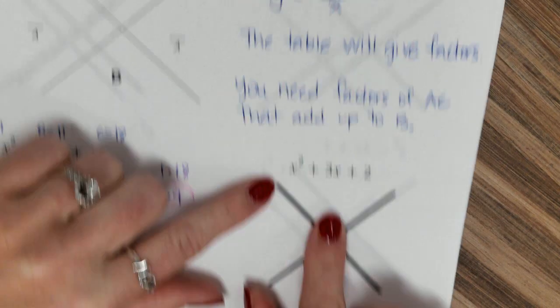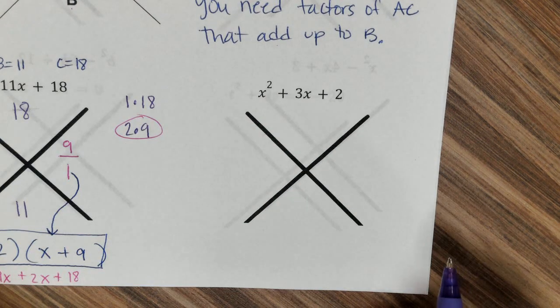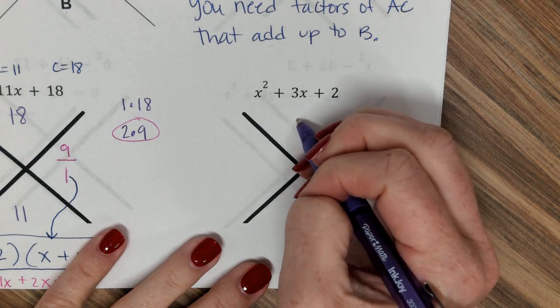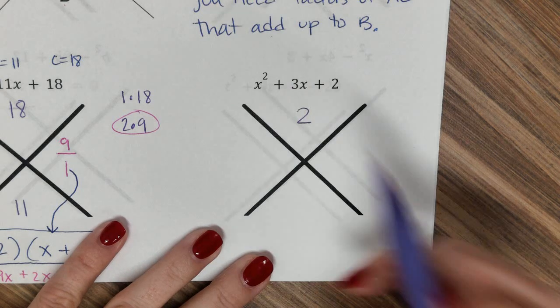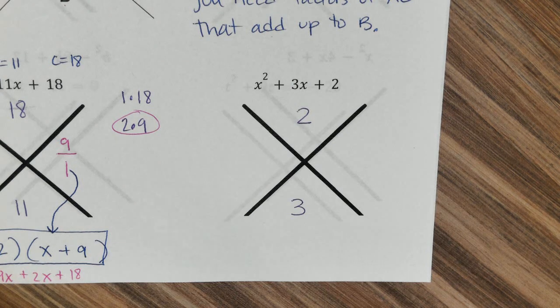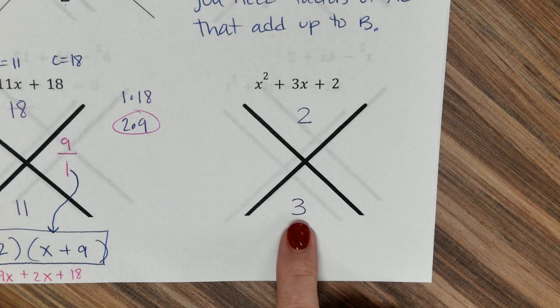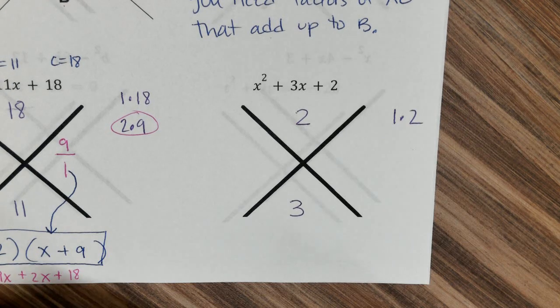All right, let's go to this one. What goes in the top part of the box, the x? A times c. So 1 times 2 is 2. What goes in the bottom of the x? B. What is the b? 3. So what am I looking for? Factors of 2 that will add up to equal 3. There's only one pair of factors of 2. 1 times 2 is 2, and do they add up to equal 3? Yes.